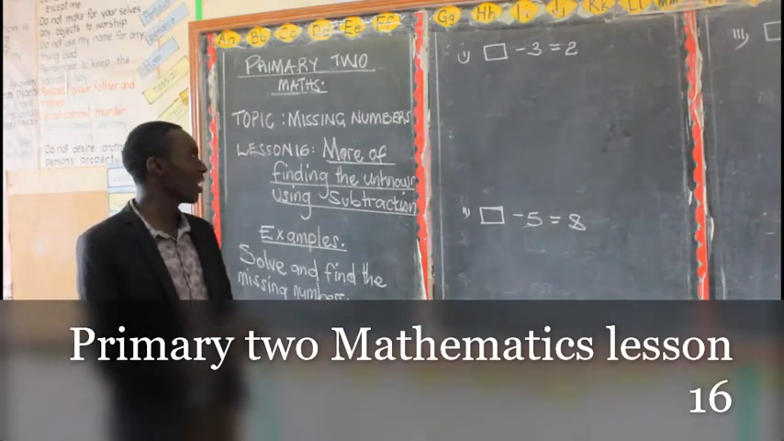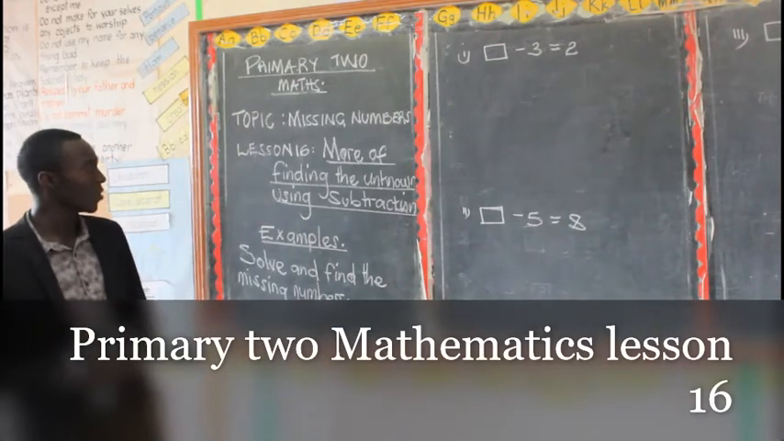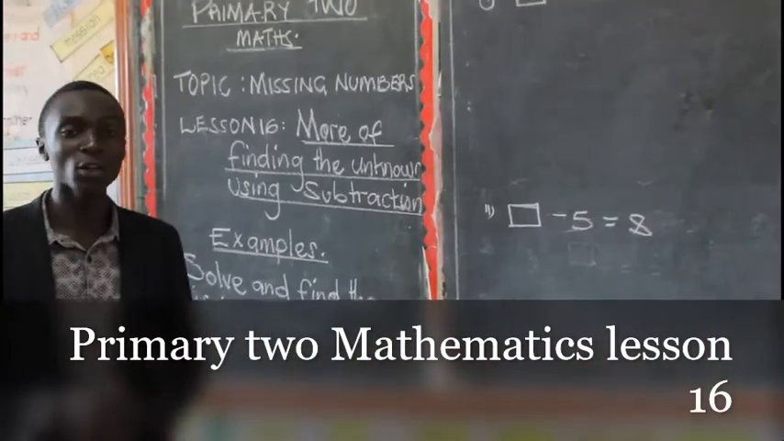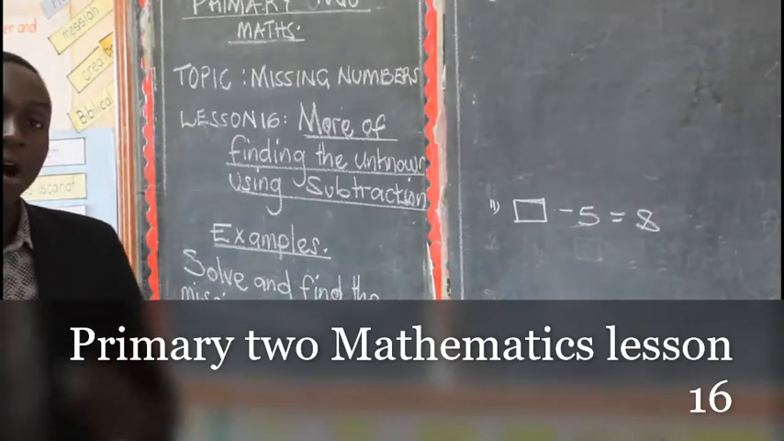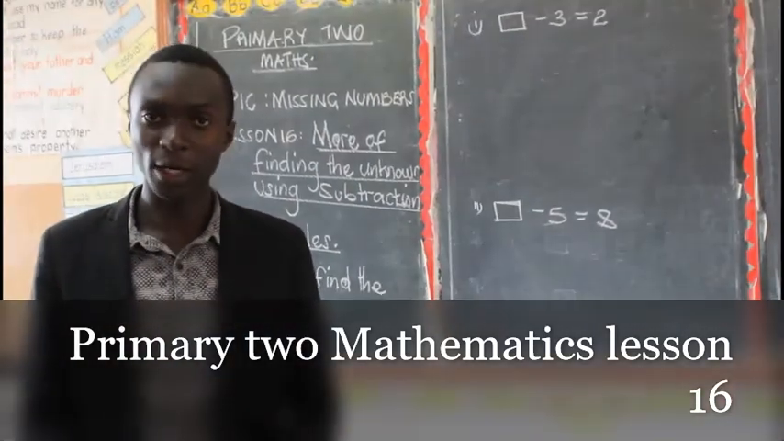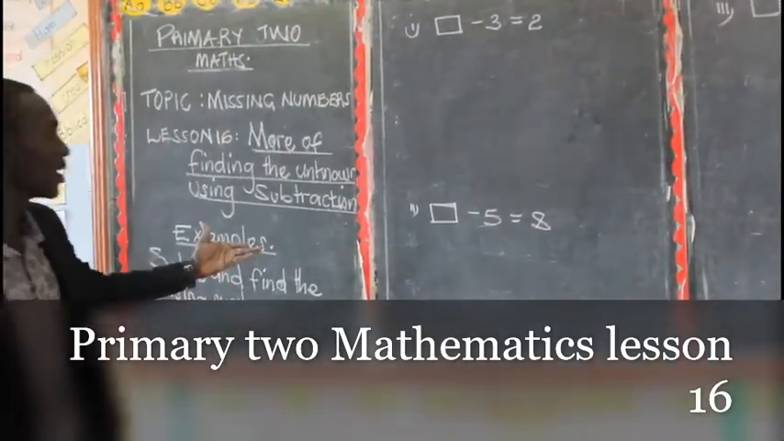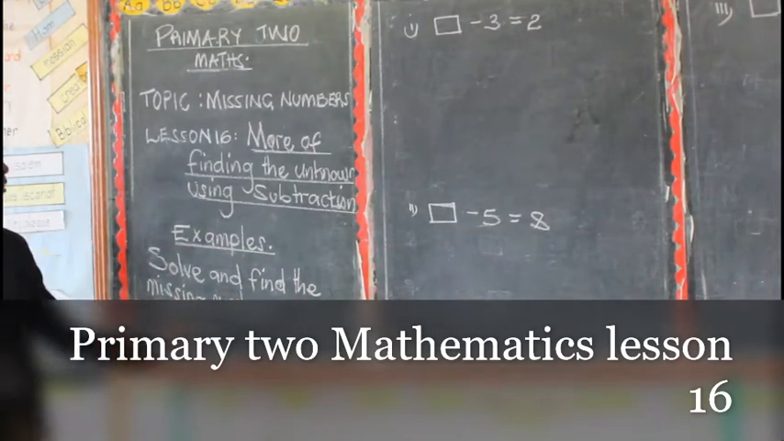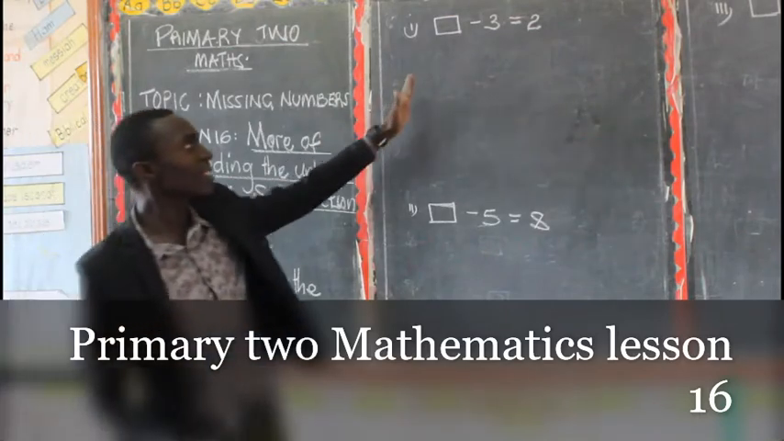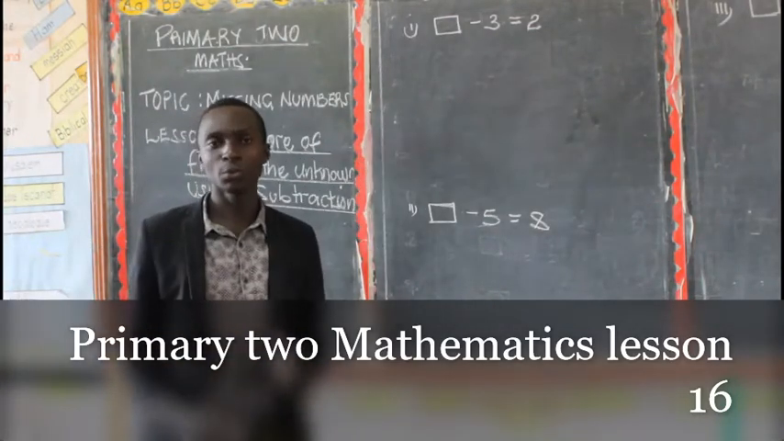Thank you very much. We are looking at more about finding the unknown in subtraction. We are solving, as our example says, solve and find the missing number. This is a box minus 3 is equal to 2.